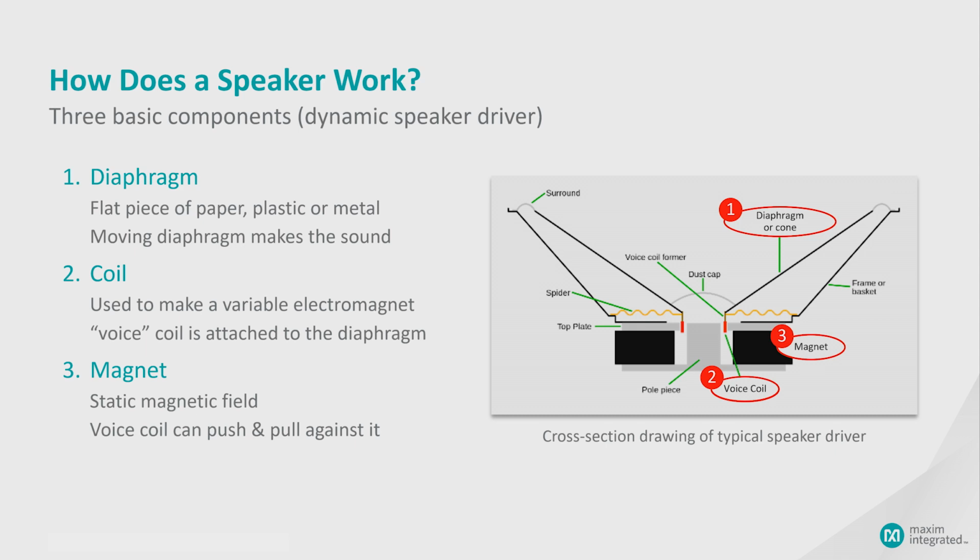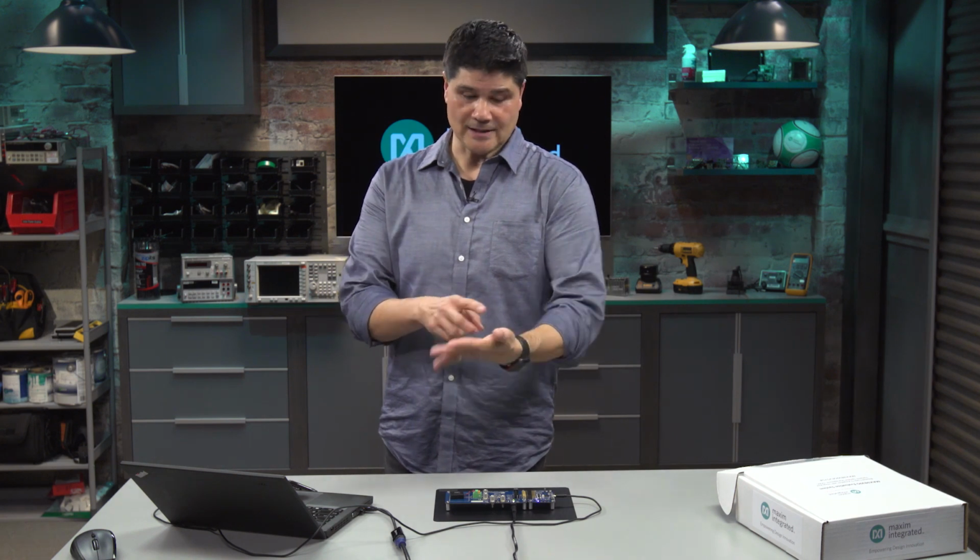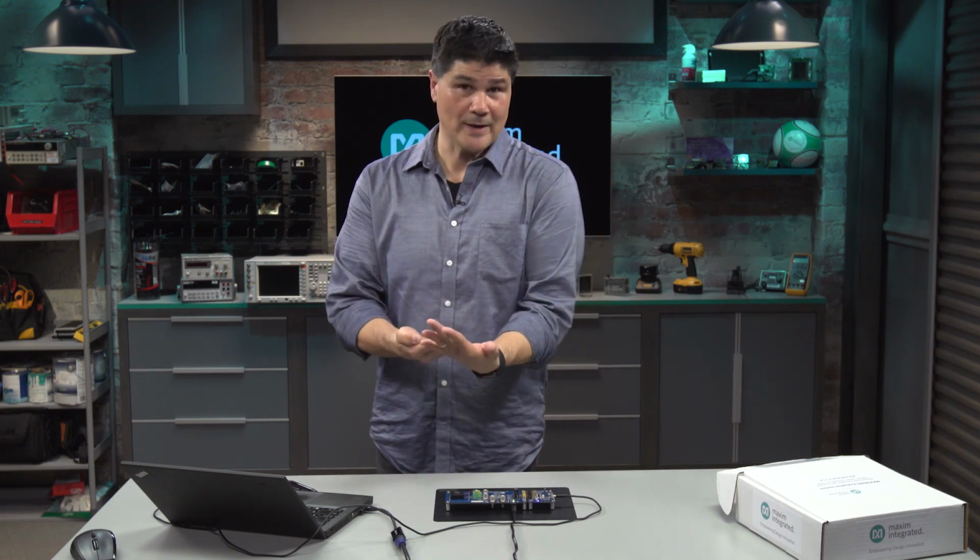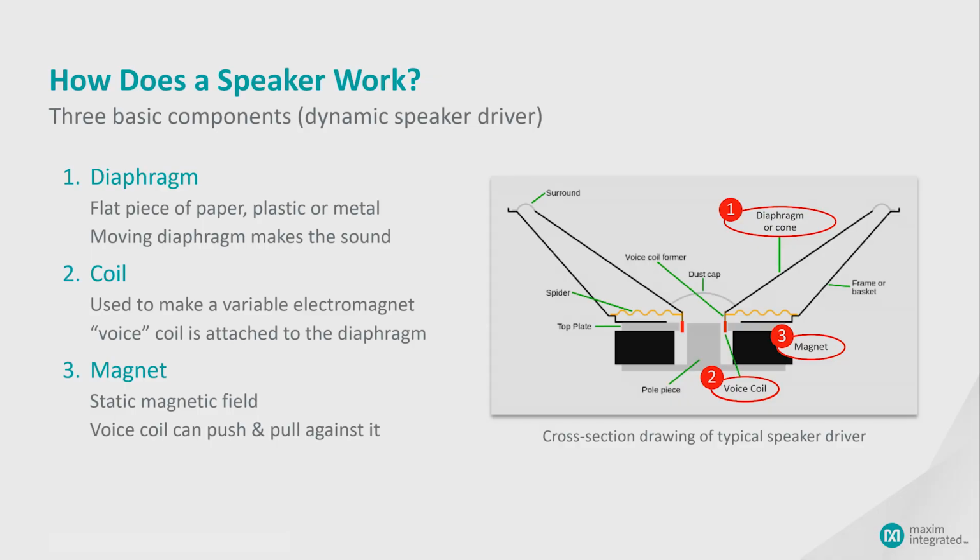The diaphragm itself, that's the part that's actually moving and creating the pressure waves. And then two more components which actually create the motion of that diaphragm. Those two components are a voice coil, a coil of wire, and a magnet. That coil of wire has electrical current that runs through it that makes an electromagnet that pushes and pulls against a fixed magnet. That creates the motion. So three basic components in a speaker.